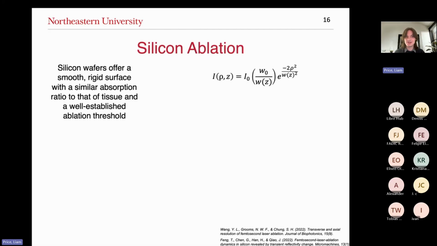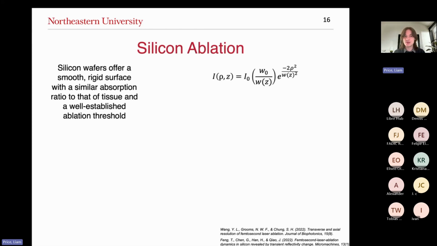And so the reason we started with silicon is just that it's really rigid and it has a somewhat similar absorption ratio to that of tissue, at least in the wavelength that we're working on, centered around this 1080 nanometers. And also really importantly, it's got this pretty well-established ablation threshold that is documented in literature quite a bit. So it's a very easy starting test bed for these initial ablation experiments, when we had very little experience with ablation prior to this.